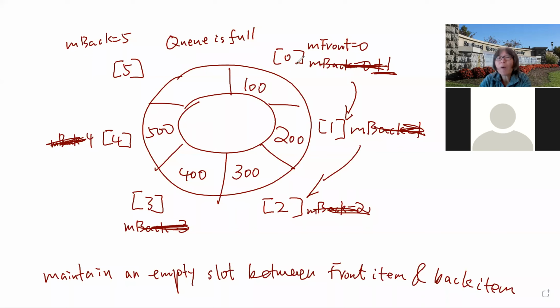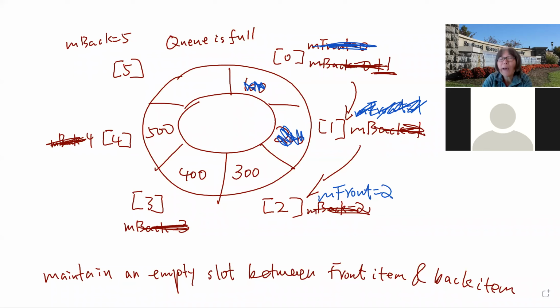And if this is full, I want to remove now. So let's see the scenario. So I remove 100. So 100 is gone. Then the front index is changed. So front index updated to 1. And I can remove 200. After I remove 200, then front index updated to 2.